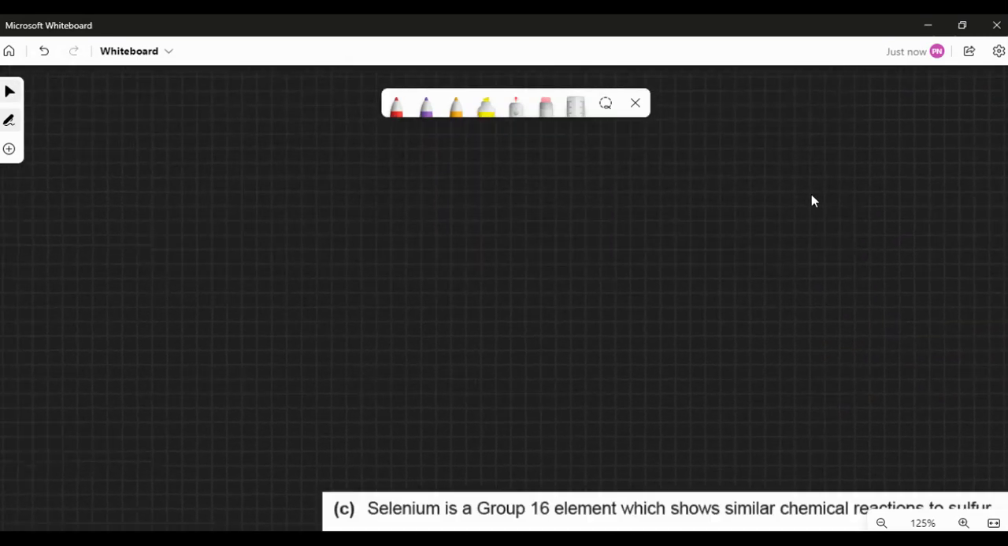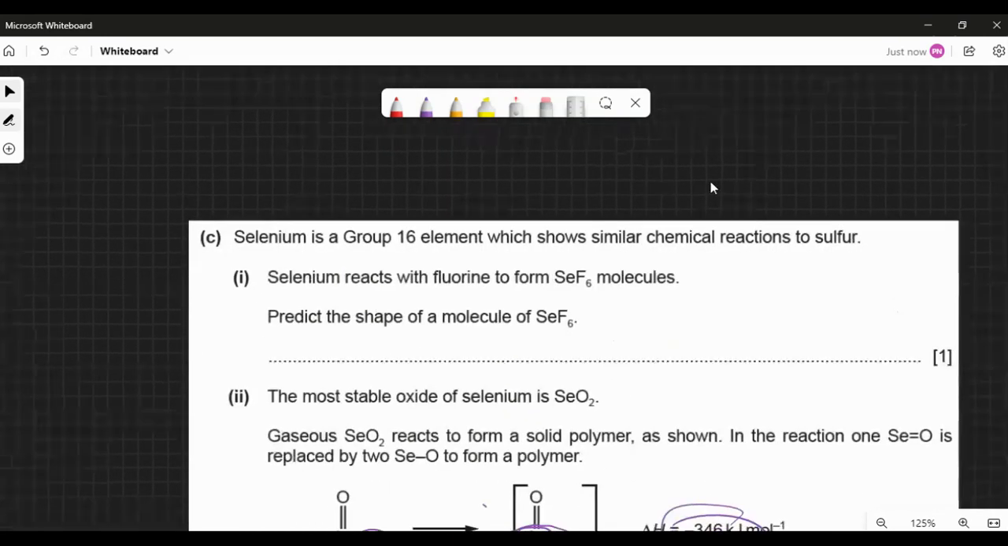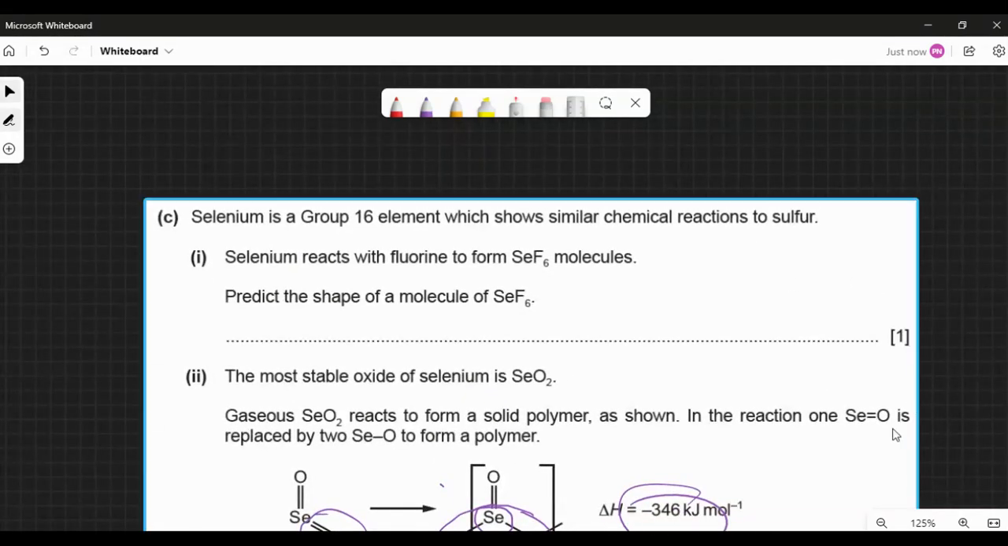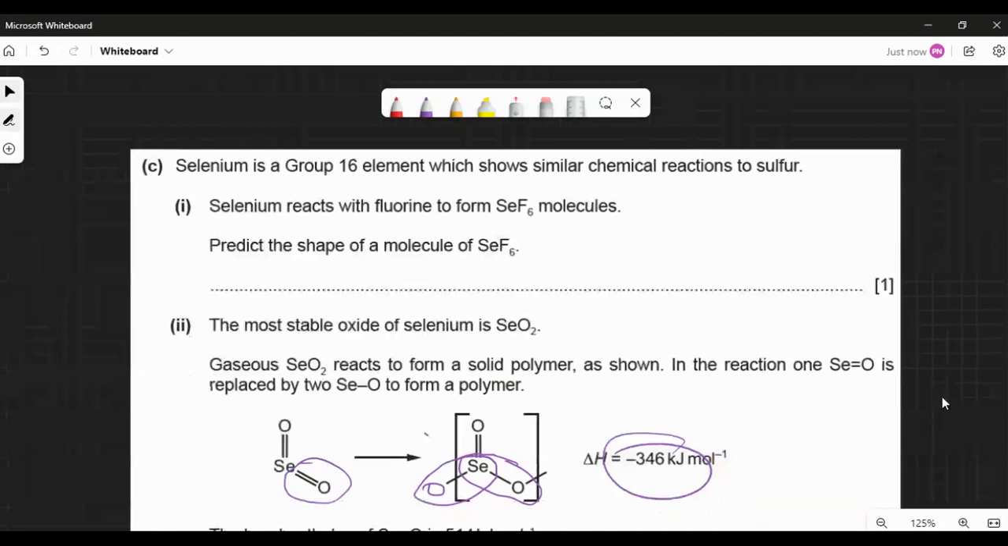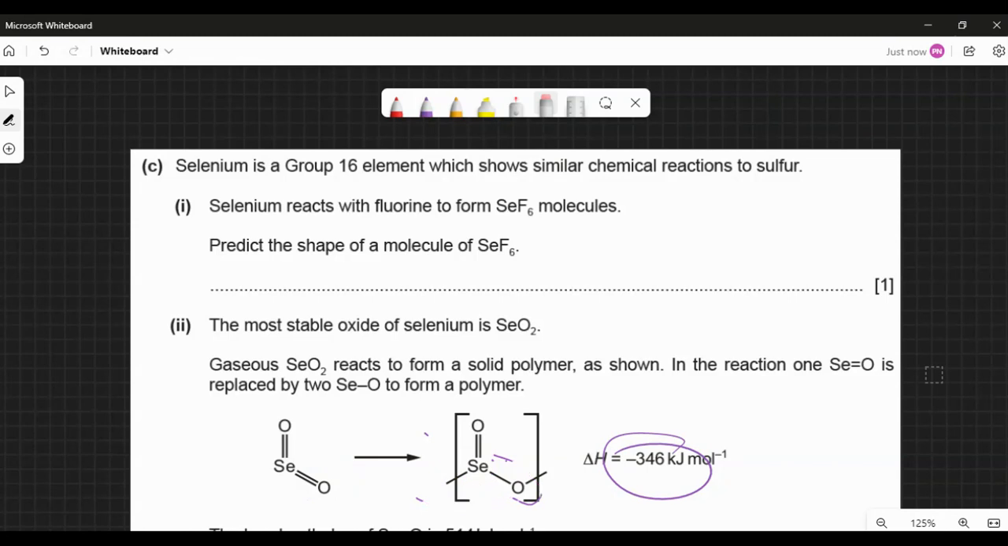Let's move that up. Here's the next one. All right. Now, what's the shape of an SeF6, selenium hexafluoride molecule? Yeah, I'd go for octahedral because it's coordinate 6, isn't it? Okay, so there you go. So write down octahedral there while I'm getting rid of this rubbish.